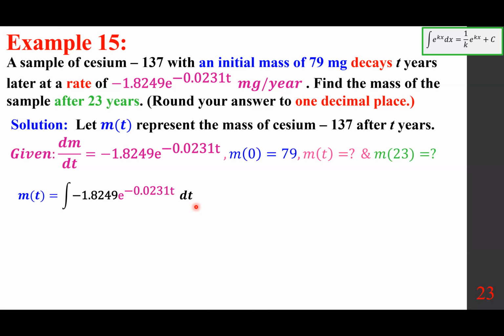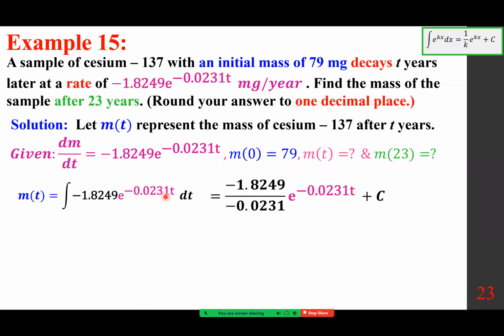According to this, you're going to divide by k. So you are going to divide this number by -0.0231, and then you add a constant, right? And you write the same thing. When you put it into a calculator, this creates 79.